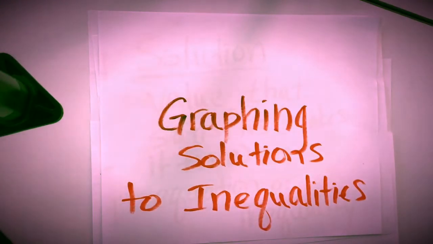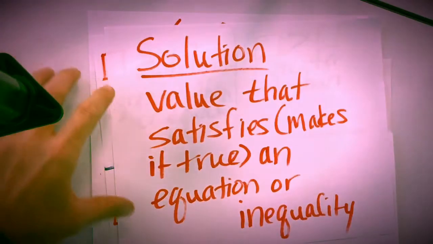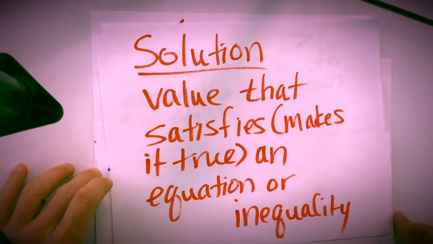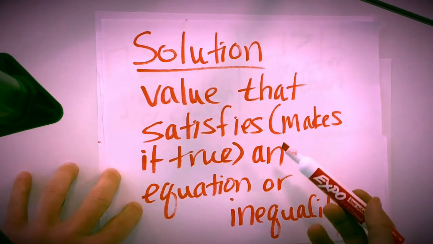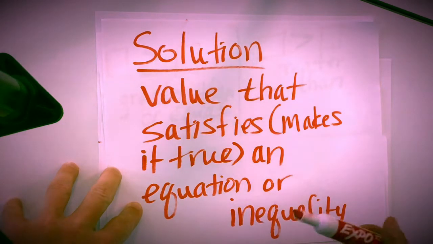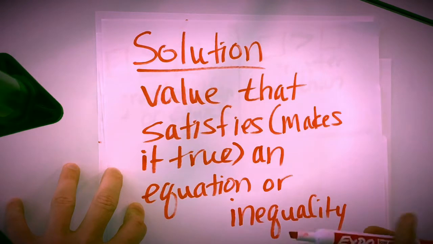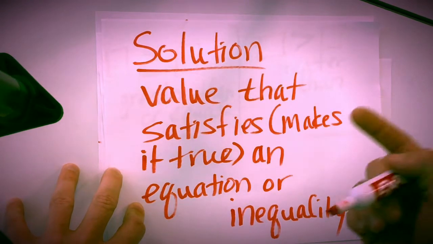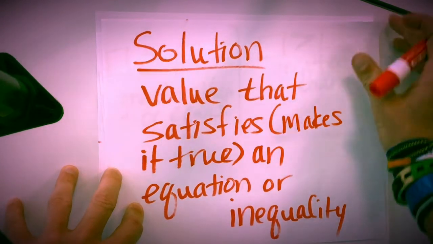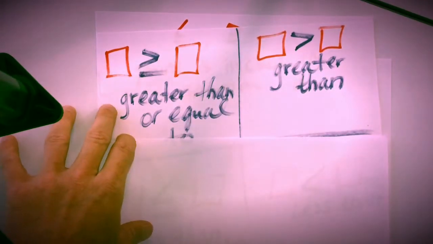In this video, we're going to be talking about and showing how to graph solutions to inequalities. We're talking about one variable inequalities. We're going to start with the basics here. A solution is a value that satisfies or makes an equation or inequality true. So we have to start with what a solution means in that foundational understanding. Everything that we're going to graph, there's going to be multiple solutions to these inequalities, multiple values that will make it true. Let's start with some of the basics.